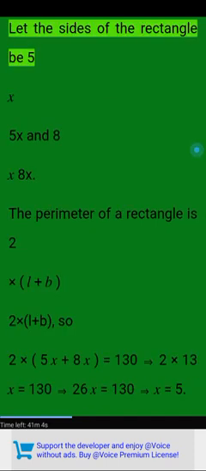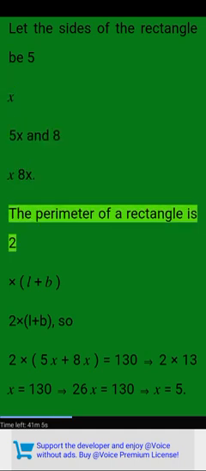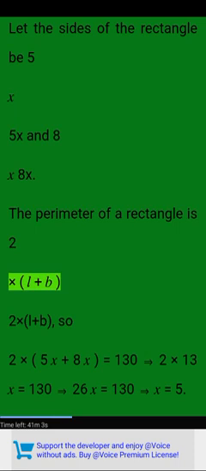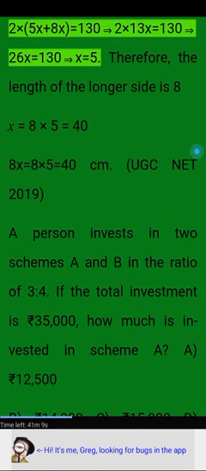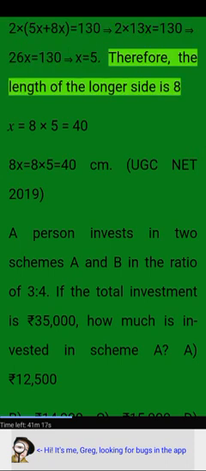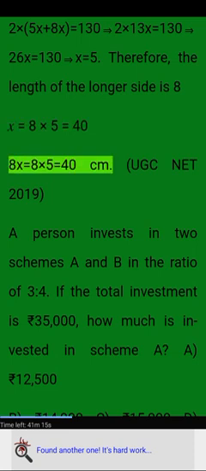Let the sides of the rectangle be 5x and 8x. The perimeter of a rectangle is 2 times (L plus B), so 2 times (5x plus 8x) equals 130, so 2 times 13x equals 130, so 26x equals 130, so x equals 5. Therefore, the length of the longer side is 8x equals 8 times 5 equals 40 centimeters.